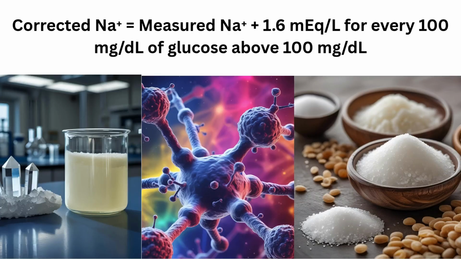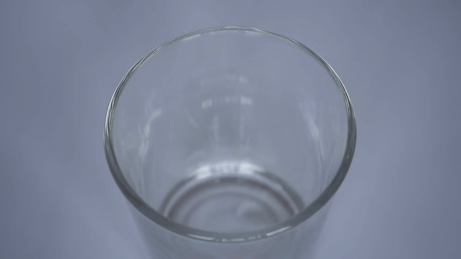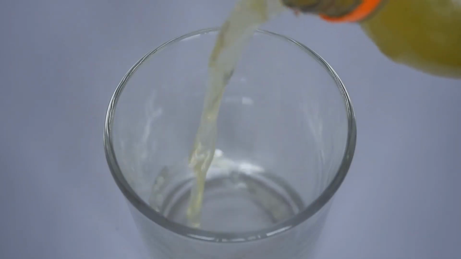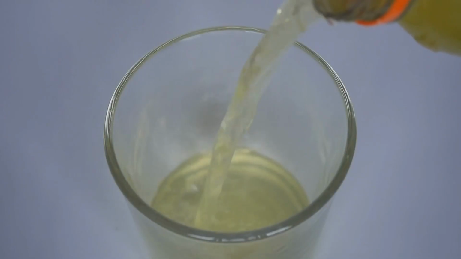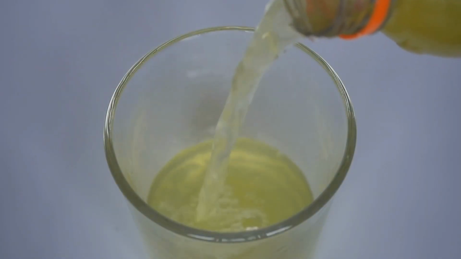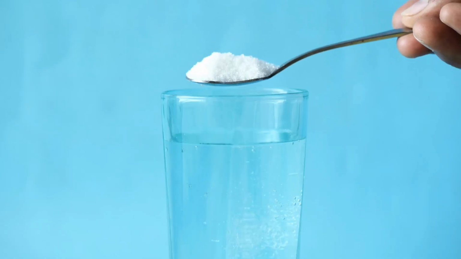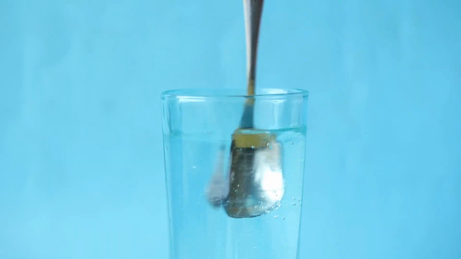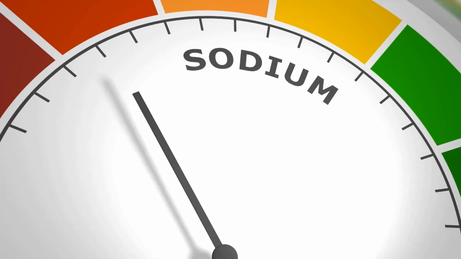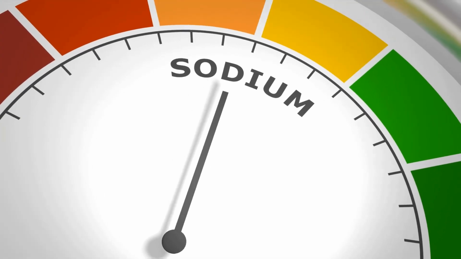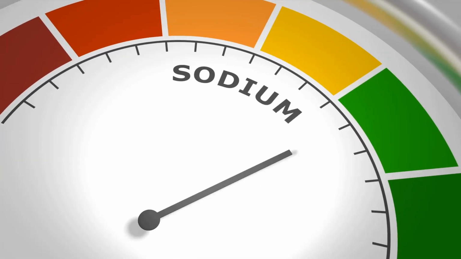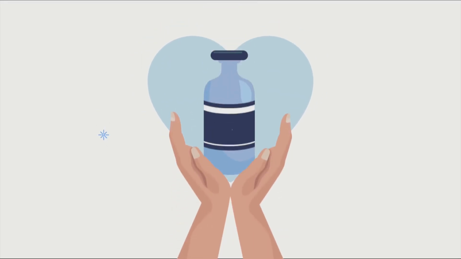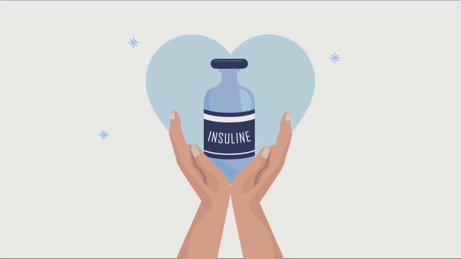To understand the true sodium level, we use a correction formula. Corrected Na+ equals measured Na+ + 1.6 times the difference of glucose and 100, divided by 100. This formula helps healthcare professionals determine the actual sodium concentration in the blood, accounting for the dilution effect caused by high glucose levels. By using the corrected sodium formula, we can get a more accurate picture of the patient's sodium status, which is crucial for proper diagnosis and treatment.